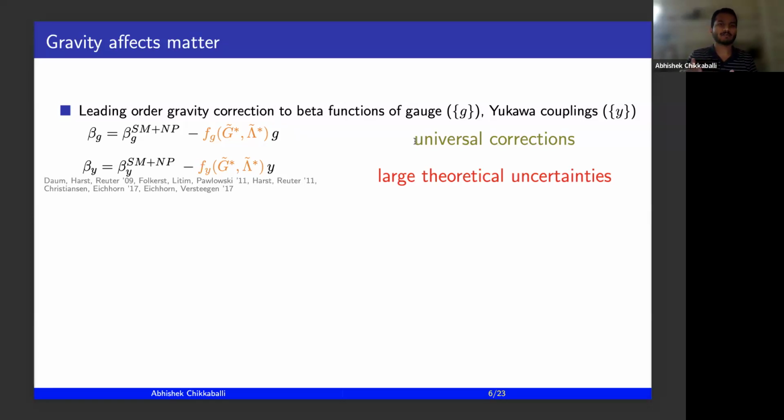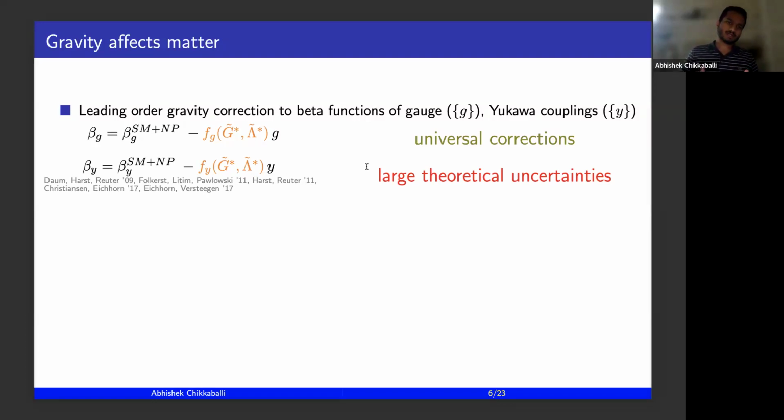Note that gravity does not distinguish the internal symmetries of the matter sector. So these kinds of corrections are actually universal. What I mean by this is that Fg is the same for all the gauge couplings, be it an SU(3) gauge coupling or any new U(1) gauge coupling. The value of Fg will be the same for all of them. And similarly for Fy in the Yukawa sector.